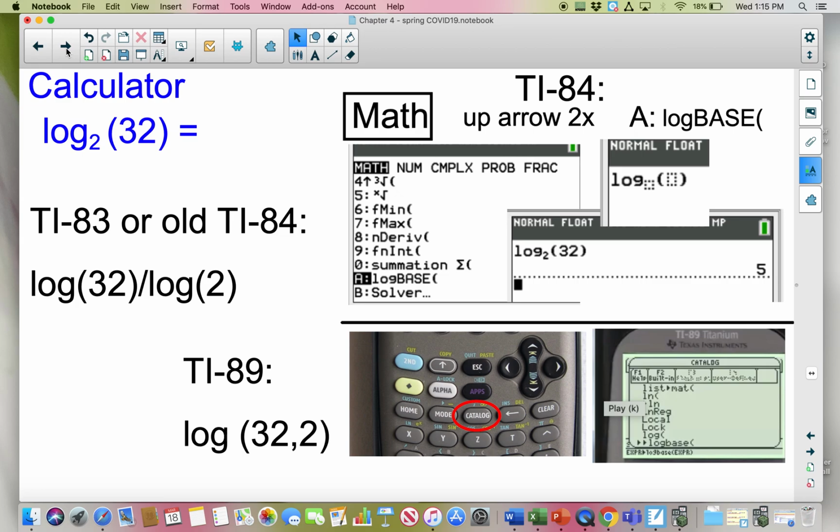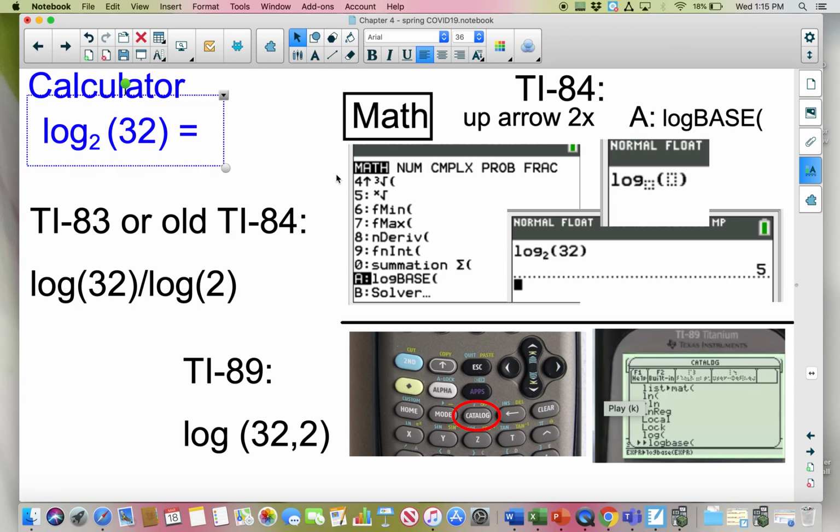All right, on your calculator then, I suppose you're dying to know how these work. I tried to account for all of the TI models that might be out there. If you have an Inspire or any other Casio, you might have to Google how to do this. It should not be anything too challenging, would be my guess. But if you have a regular newer model of a TI-84, in blue, by the way, here's what we're going to evaluate. So log base 2 of 32.